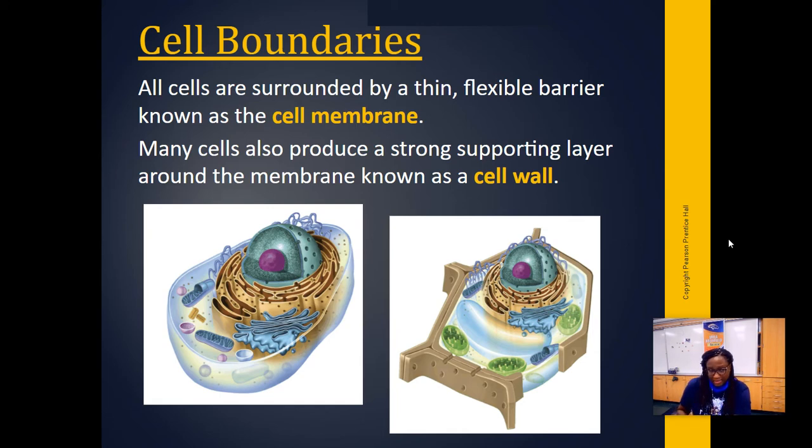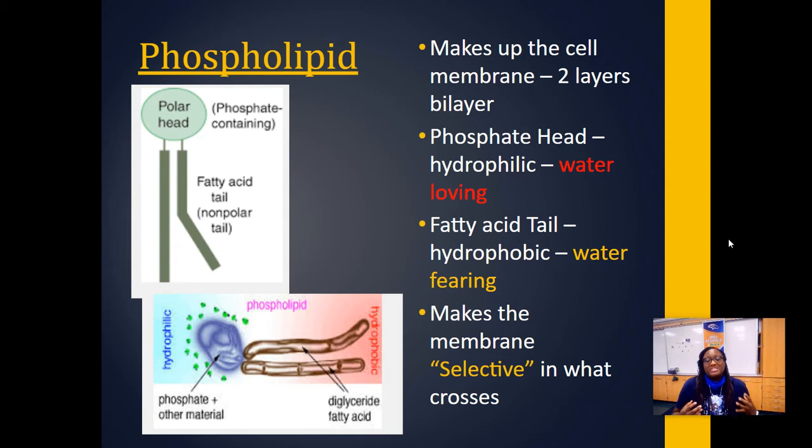A cell wall is a strong supportive layer, so it provides more support and protection for those types of cells. So our cell membrane is made up of what is known as a phospholipid. In fact, the cell membrane is called a phospholipid bilayer because it's made of two lipids that are put close together.